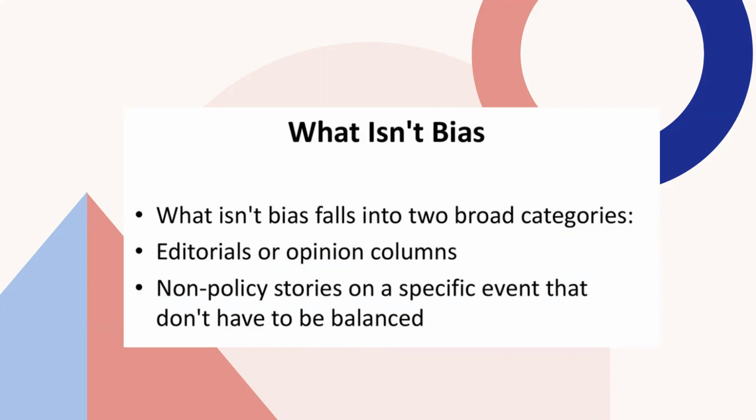The second category of what isn't biased is non-policy stories on a specific event that don't have to be balanced. That can be a scientific story, it can be a story about philosophy and others. So you find less bias in media that does not deal with politics, while media that deals with politics offers you lots of opportunities for locating bias.